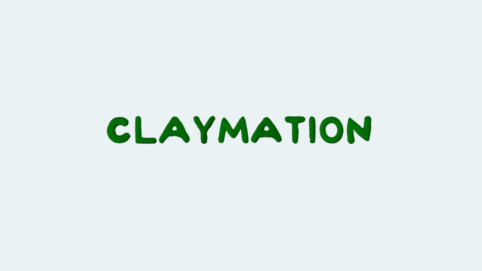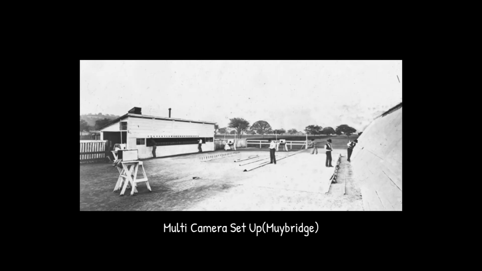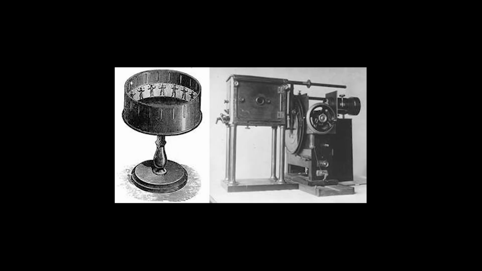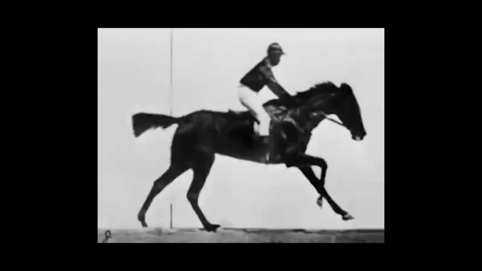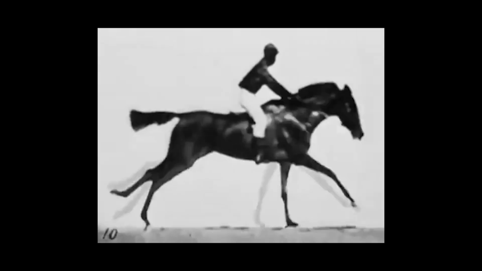This technique is called stop motion clay animation or simply claymation. In 1878, English-American photographer Edward Muybridge set up 12 cameras to capture the motion of a running horse. He also made a device called zoopraxiscope which projected these images in sequence. This stop-motion technique later paved the way for motion pictures.